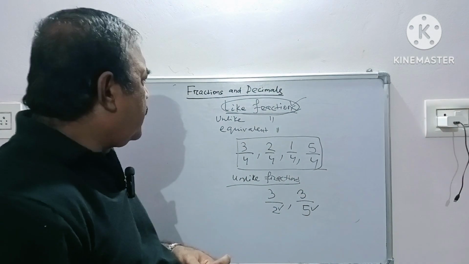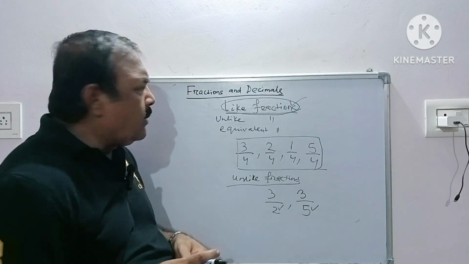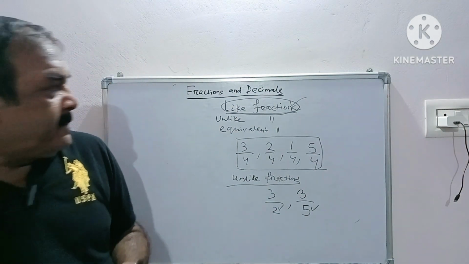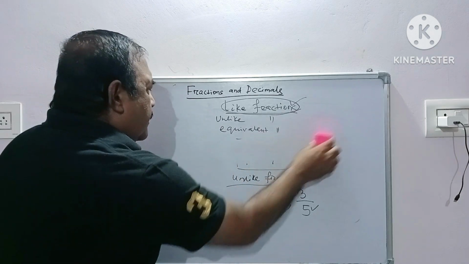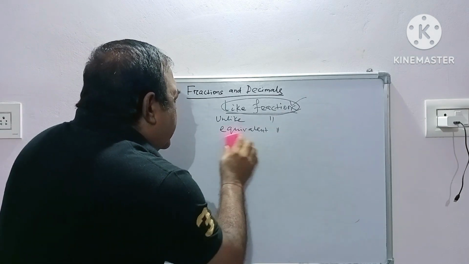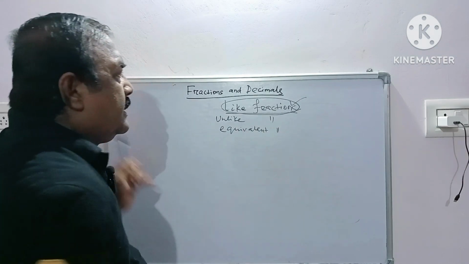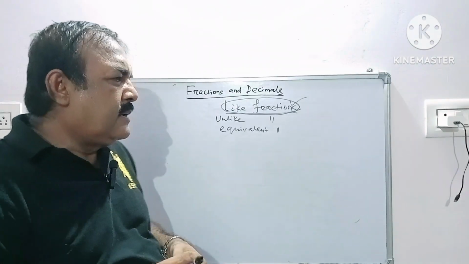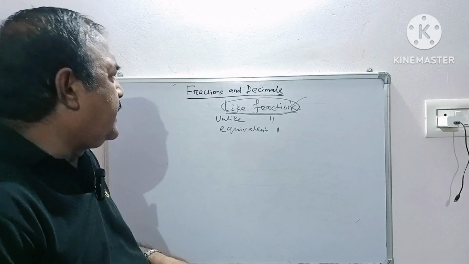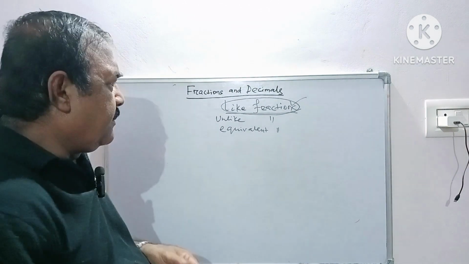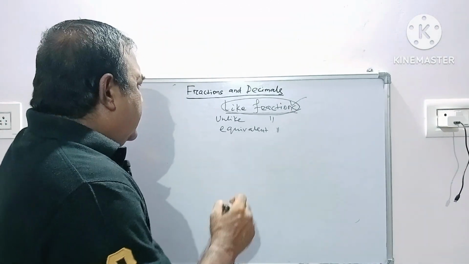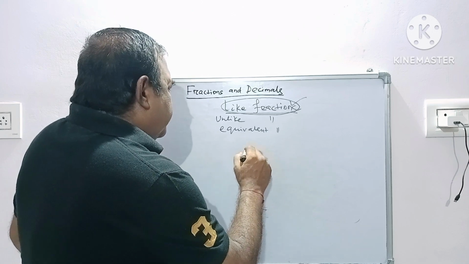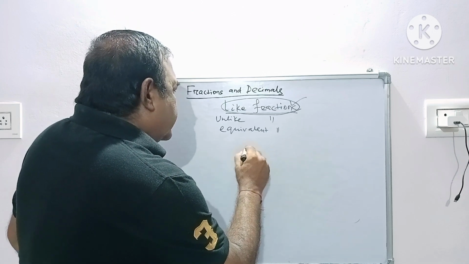Then come to equivalent fractions. In case of equivalent fractions, their numerical value remains the same. They represent the same part of the whole, but they seem to be different. Really, their numerical value is the same. Suppose this is one piece of biscuit.